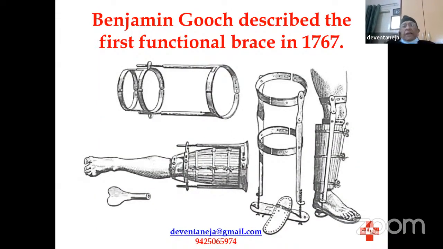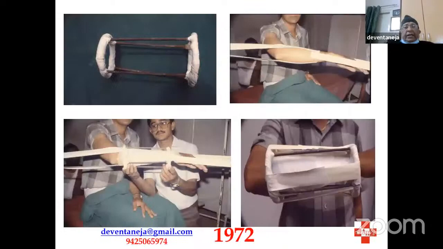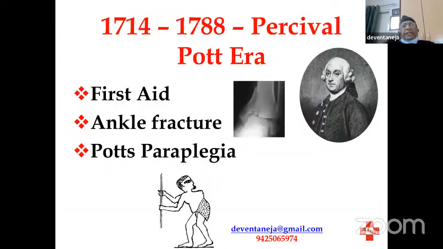Benjamin Gooch described different types of functional cast bracing, for which we give a lot of credit to Sarmiento. It was his idea that you give this type of brace, put the fracture there, and make the person walk as early as possible. And way back in 1972, when I didn't know anything about functional bracing, I used to make this type of local brace and treat these fractures very well. Later on, I learned about the work of Sarmiento and took cast bracing as one of my very favorite subjects.